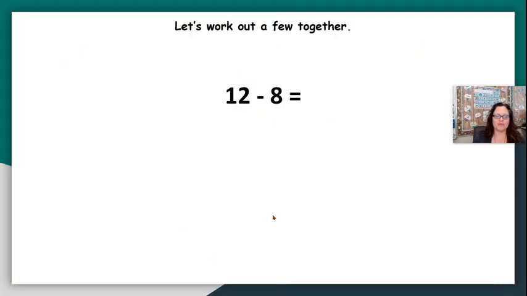Let's do a few together. I have 12 minus 8. How am I going to break apart that 12? Shout it out.